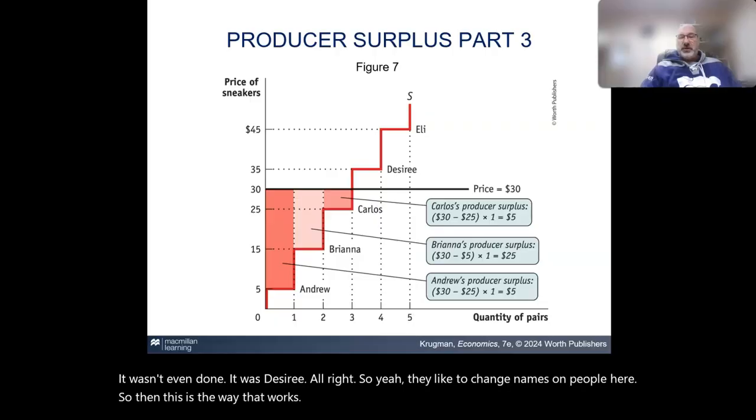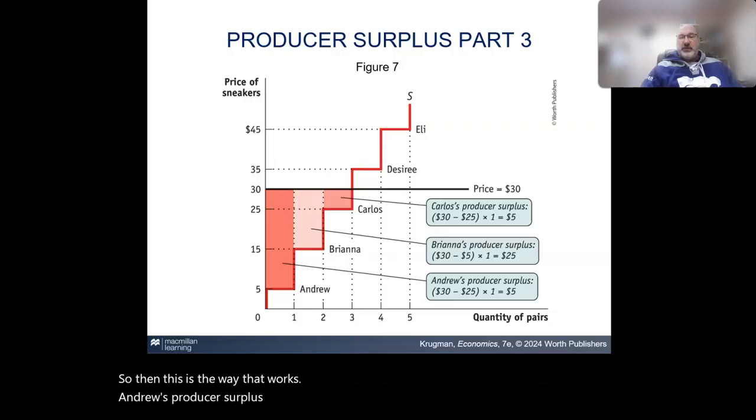Andrew's producer surplus is not 5. It is 5 from 5 to 30. It's 25. So yeah, they got that math wrong. And then Brianna is from 15 to 30, it's 15. And then Carlos, they got right. That one's 5.